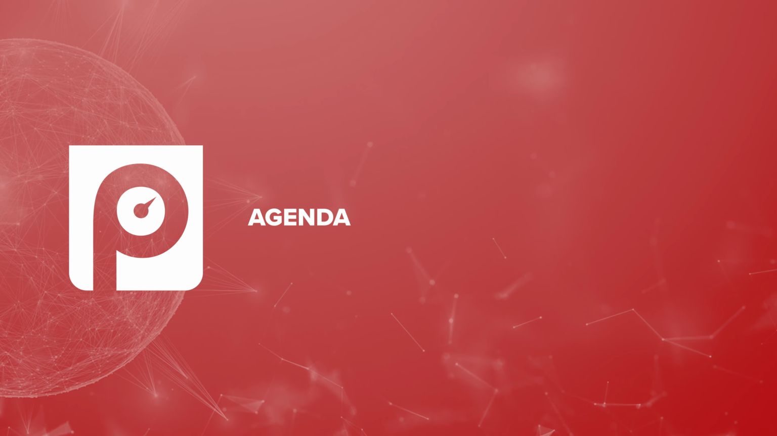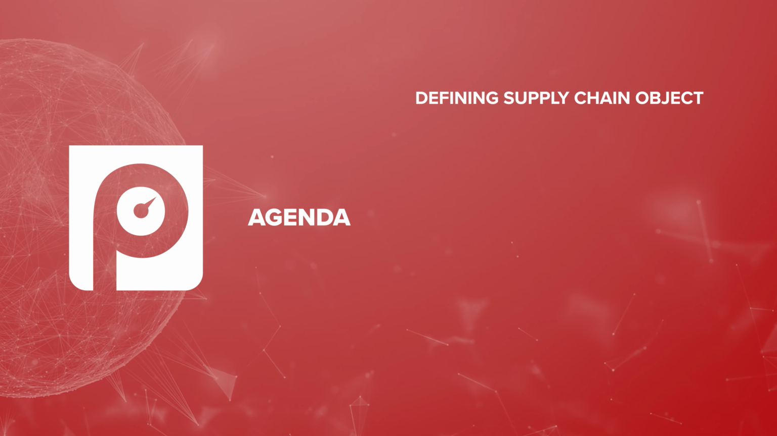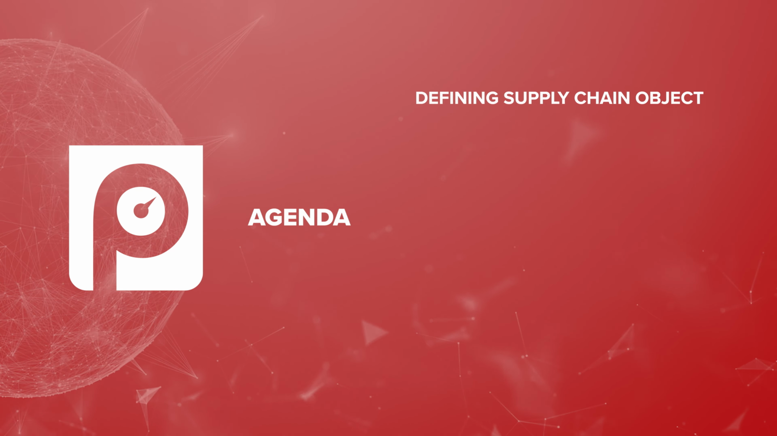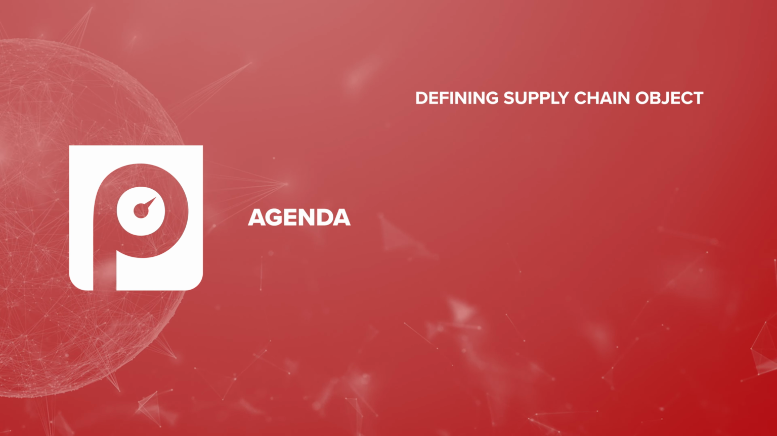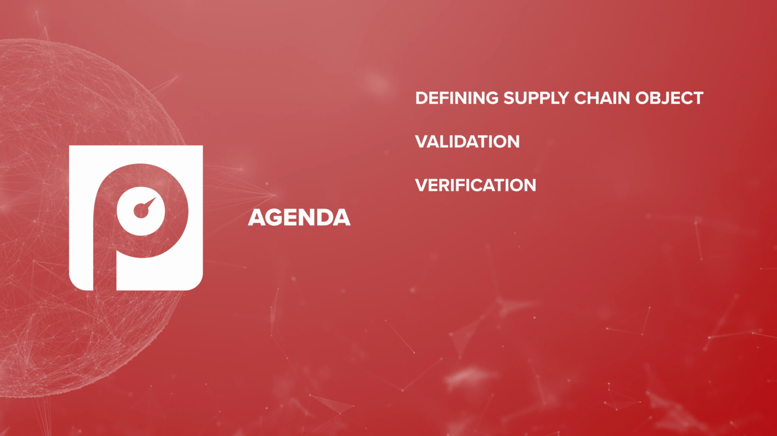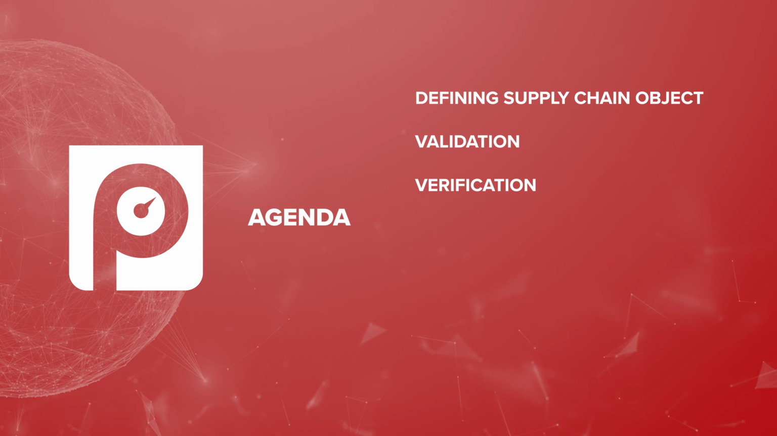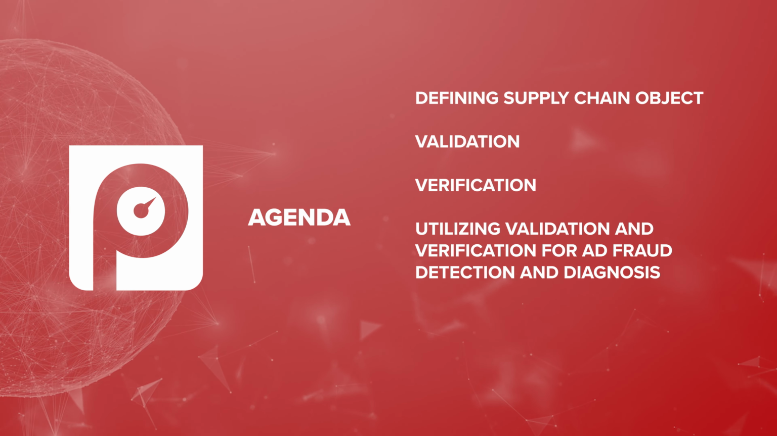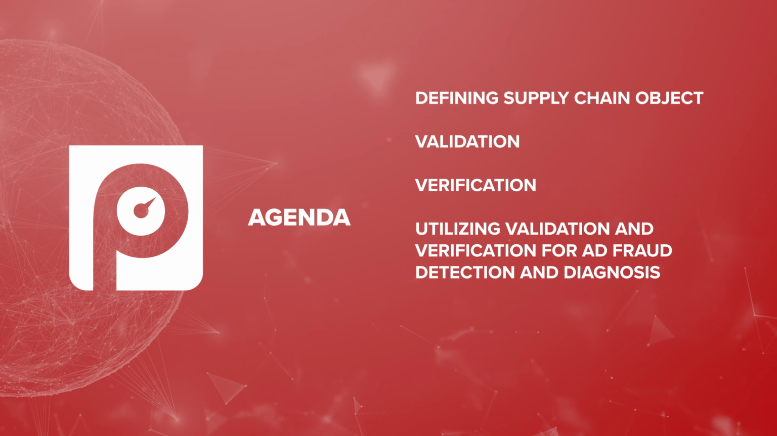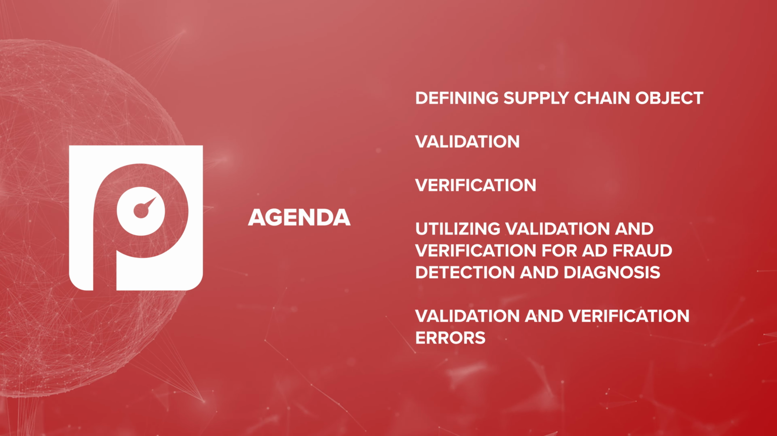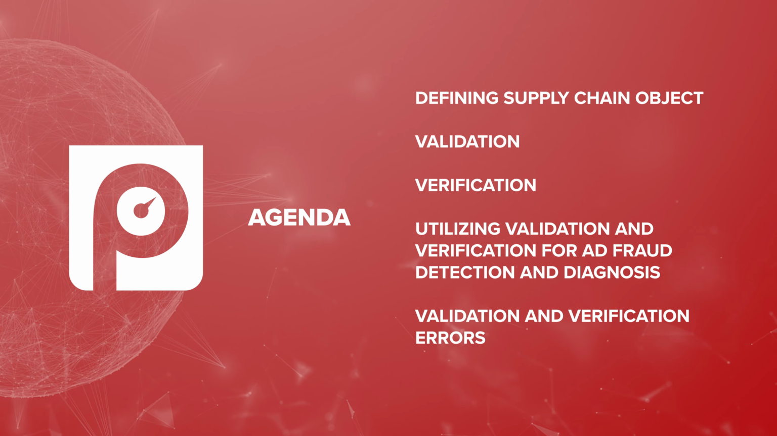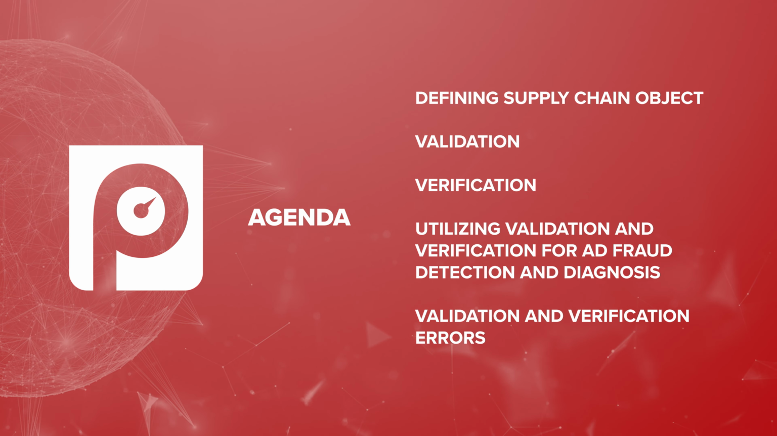In this video, we'll go over defining SCO, or supply chain object, and by the end of this video, you'll know what an SCO looks like in real life, the difference between SCO validation and verification, and the involvement of cross-referencing ads.txt and sellers.json, how to utilize SCO verification for ad fraud detection and diagnosis, and validation and verification errors a user may come across that indicates problems with the supply chain and/or past data. Now let's get started with the basics.